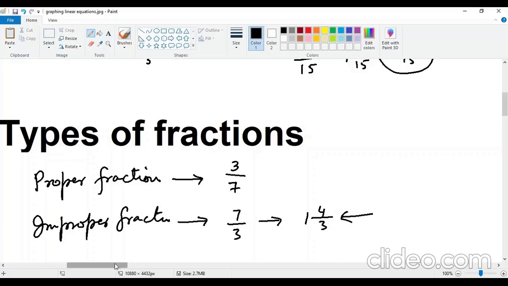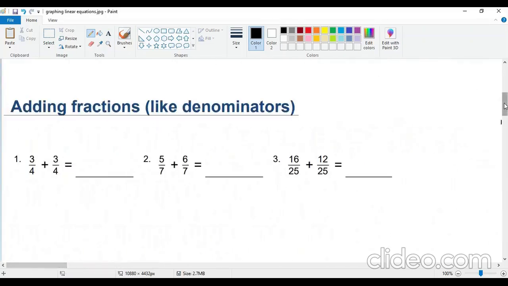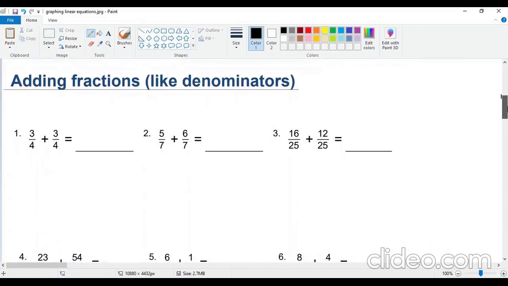Now comes the real topic of adding fractions. What happens when you add two fractions? The first step: whenever you see that both denominators are the same, you write just one straight line, write the denominator once only, and add 3 plus 3, which gives you 6 over 4. Now you can see 6 and 4 can be reduced by 2. That means 2 times 2 is 4, and 2 times 3 is 6. So your final answer is going to be 3 over 2.